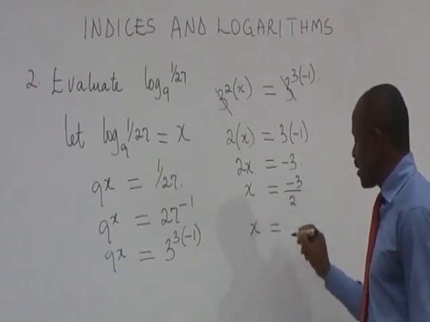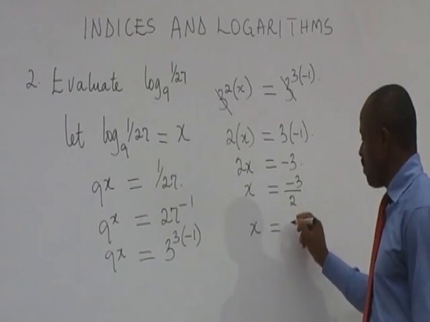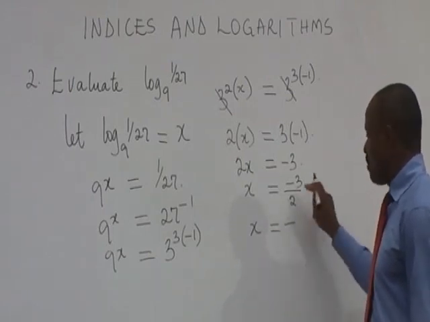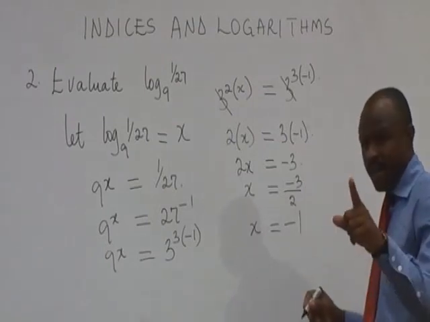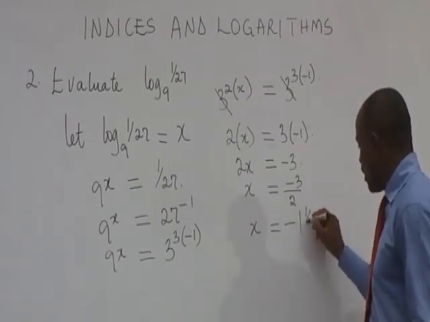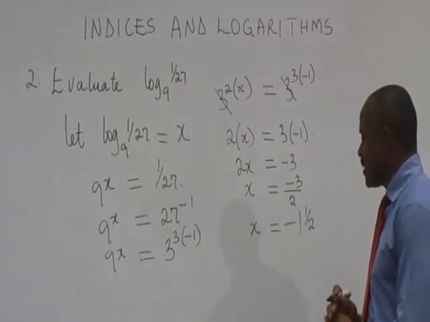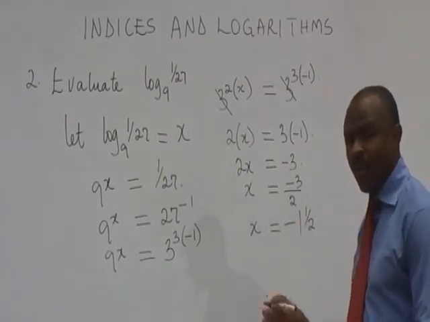So x boils down to minus 3 divided by 2. Then 2 divided into 3 will give you 1, and 1 will remain. That 1 will not be divided by the 2 that is dividing. When you have done that, you have come to the end of that question.